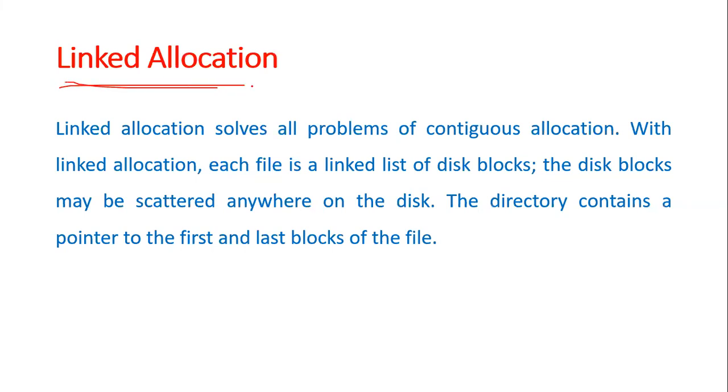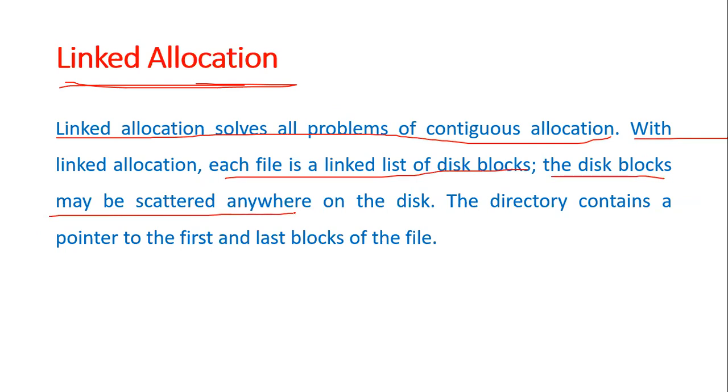The next allocation method is linked allocation. Linked allocation solves all the problems of contiguous allocation. It means that if the free space is not continuous, that's no problem; we can allocate files in different locations. With linked allocation, each file is a linked list of disk blocks. The disk blocks may be scattered anywhere on the disk, and the directory contains a pointer.